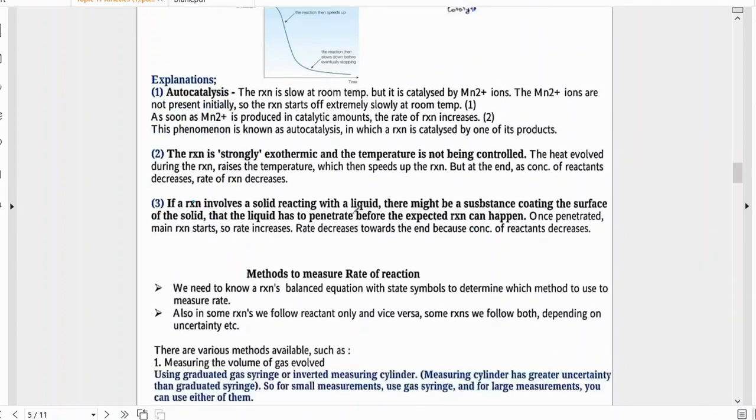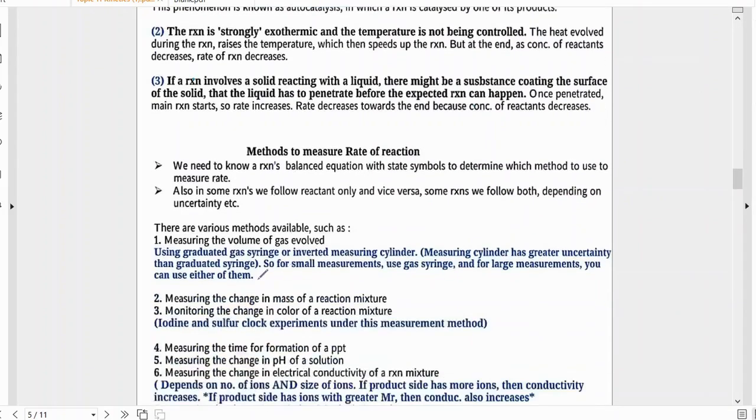If a reaction involves a solid reacting with a liquid, there might be a substance such as a metal oxide coating a metal surface. So the liquid has to first react with the metal oxide. That is not the original reaction. That is not the parent reaction. That is why the original reaction is slow. After it has reacted with the metal oxide coating the surface, then it can react in the original reaction. So then the rate of reaction increases, the curve gradient increases, and it decreases at last because again the concentration of reactants falls, so they limit the rate of reaction.